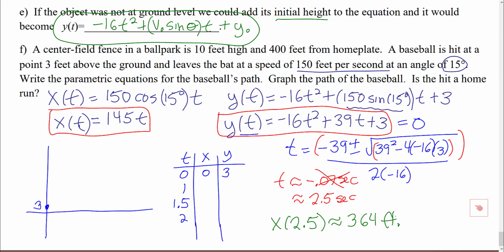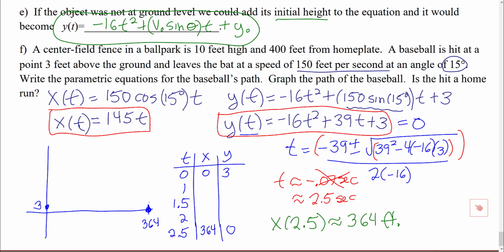We're still supposed to graph the path of the ball. I can put another value on my chart here at 2.5. The x is about 364 and the y is 0 because it's back on the ground. So we'll put this over here at 364. It's back on the ground.